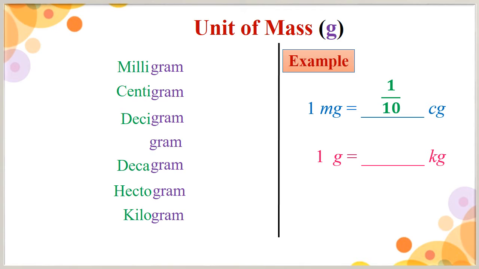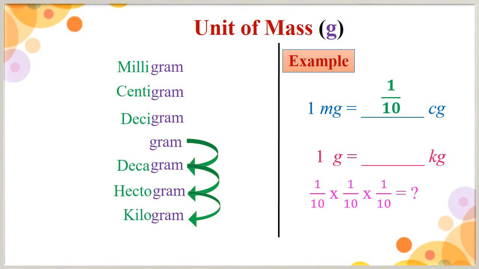And 1 gram equals dash kilogram. Here, we are going to convert a smaller unit to a bigger unit. That means we divide by 10 at each interval. Now we calculate the intervals, that is 1, 2 and 3. That means 1 by 10 into 1 by 10 into 1 by 10 will get 1 by 1000. So 1 gram equals 1 by 1000 kilogram.